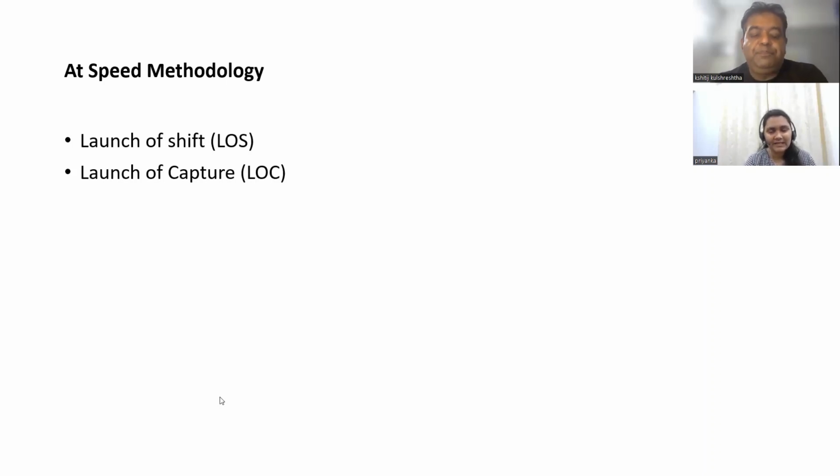Yes, correct, Satish. There are two methodologies which we are using for at-speed testing. One is launch on shift, which we call LOS, and the second is launch on capture, generally named LOC. These terms are very common in DFT. Whenever we talk about LOS and LOC, it means we are talking about at-speed testing. I'll brief them, starting with launch on shift.